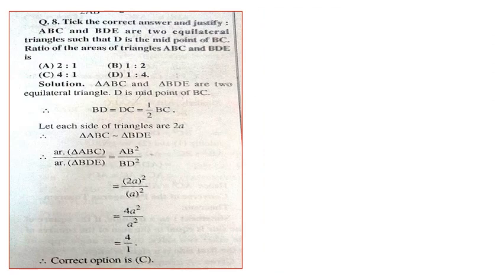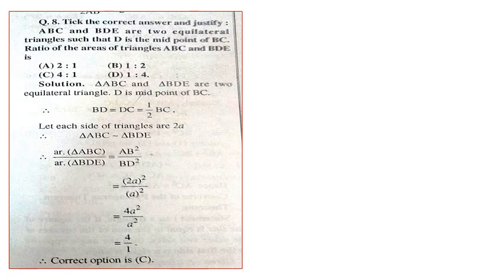Question number 8. Tick the correct answer and justify. ABC and BDE are two equilateral triangles such that D is the midpoint of BC. The ratio of areas of the triangles ABC and BDE is, 4 options are given, children. Solution, we need to find which is the correct answer. Here triangle ABC and triangle BDE are two equilateral triangles. D is the midpoint of BC.